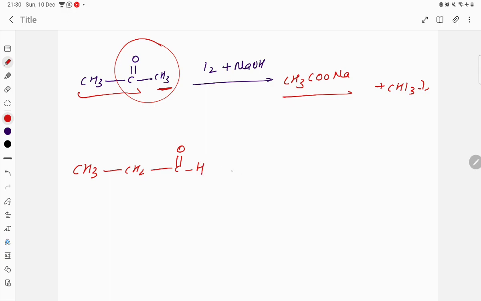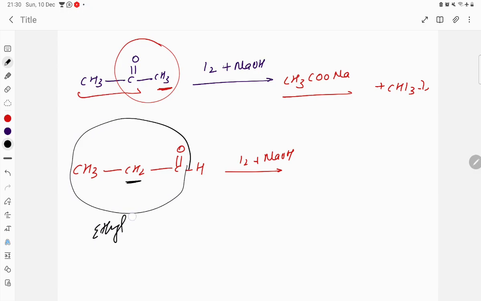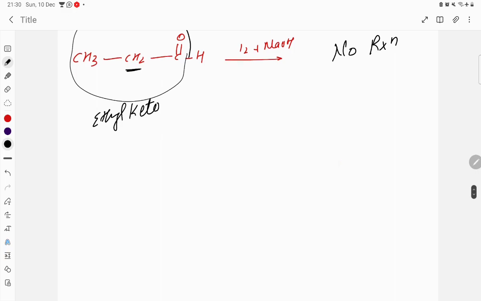Now the next one, CH3CH2 C double bond O and H, and you are treating with I2 plus NaOH. Where is the methyl group, student? There is no methyl group. This is an ethyl keto group. Since it is ethyl keto, there is no reaction. A methyl keto group is required.